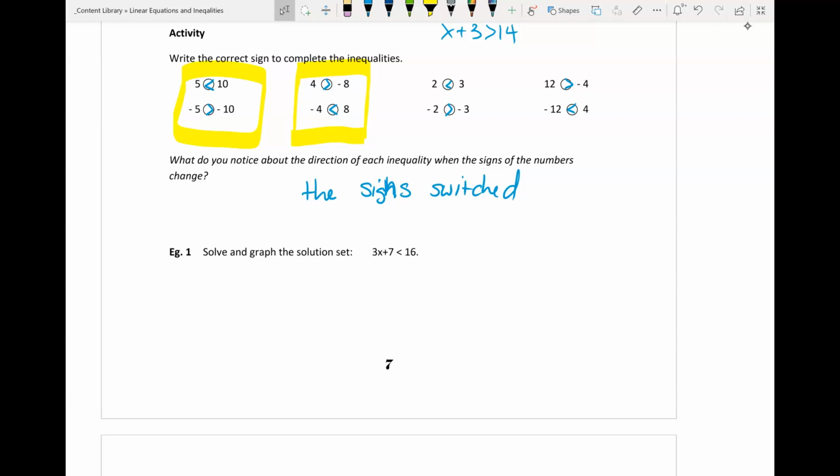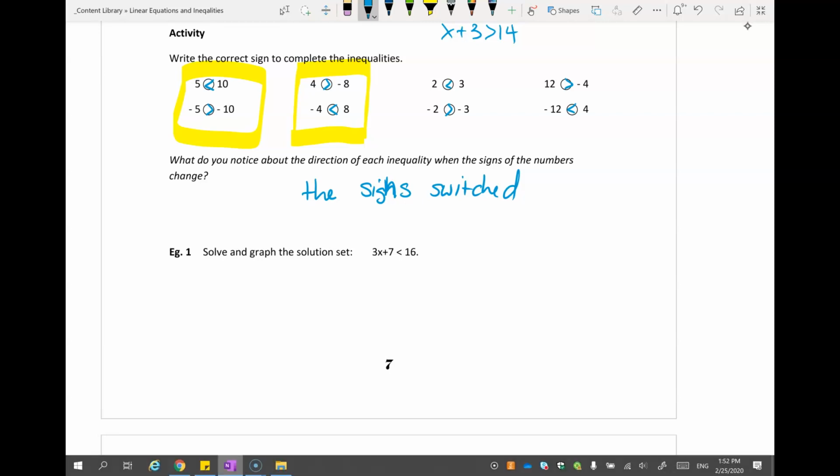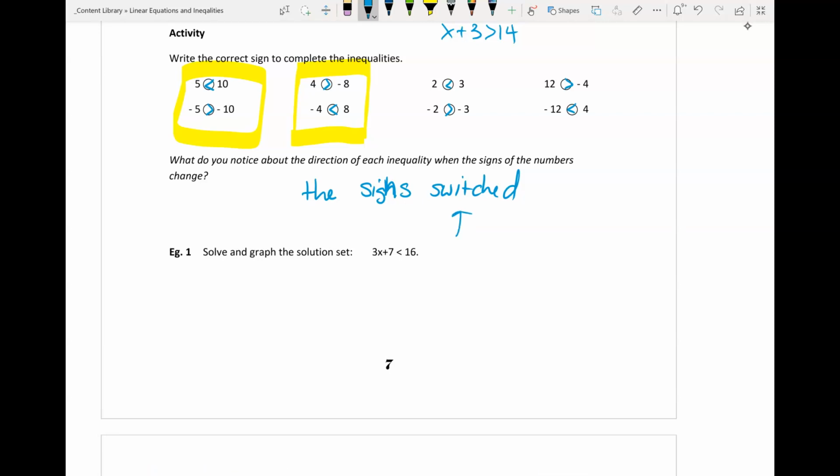In example 1, we want to solve for x in this inequality and then also graph it. We're going to do what we usually do when we're solving an equation. The only difference is if we divide by a negative, then we have to switch our inequality sign because of what we just did over here.